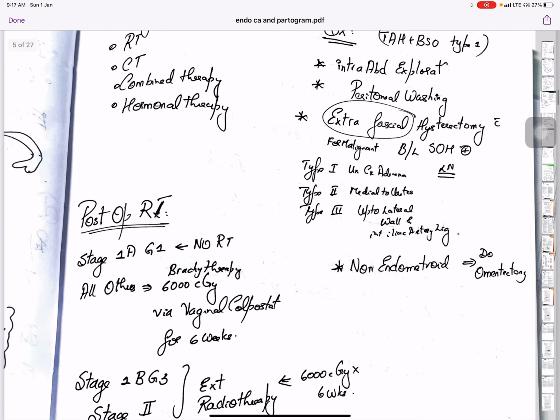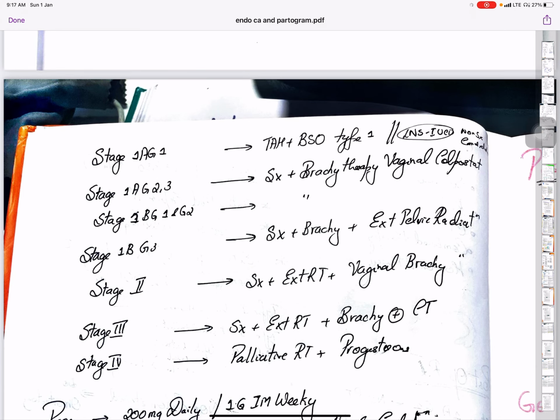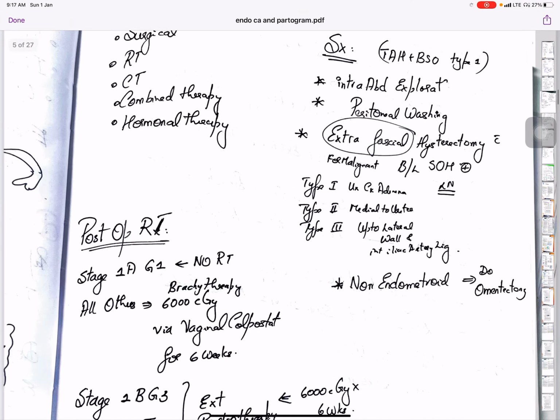Yeah, treatment. Let's write this. Stage 1A, G1: we have total abdominal hysterectomy plus bilateral salpingo-oophorectomy. This is an extrafascial hysterectomy, type 1.